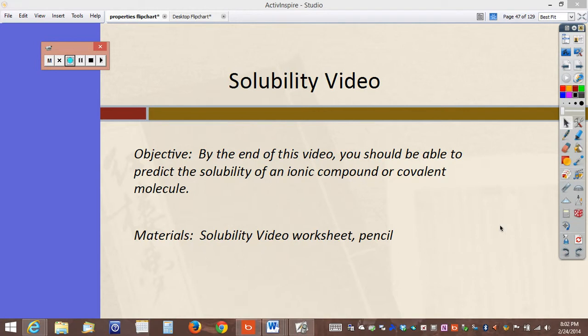By the end of this video, you should be able to predict the solubility of an ionic compound or a covalent molecule. You will need your solubility video worksheet and a pencil.